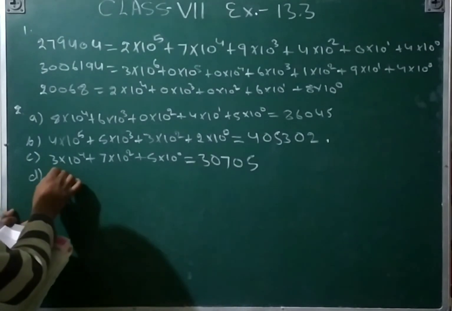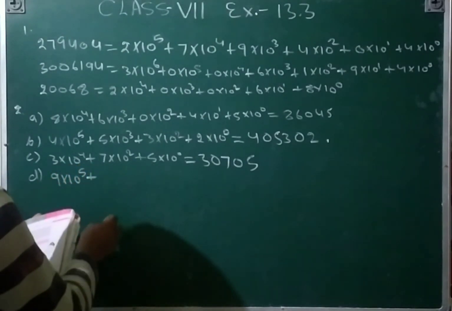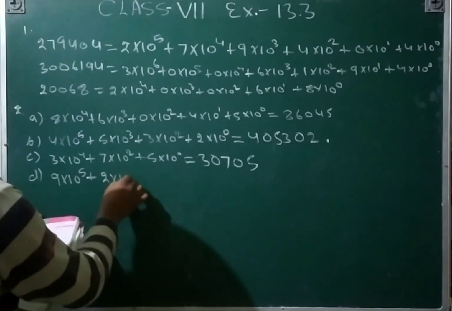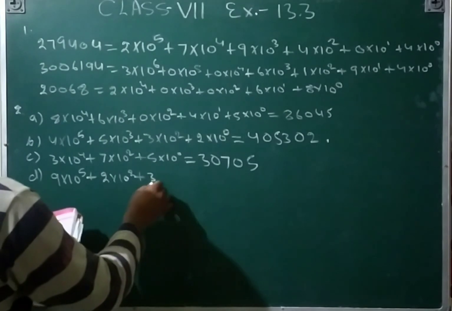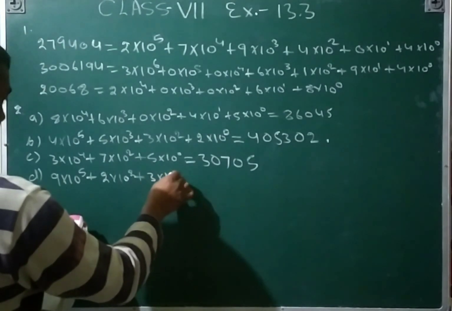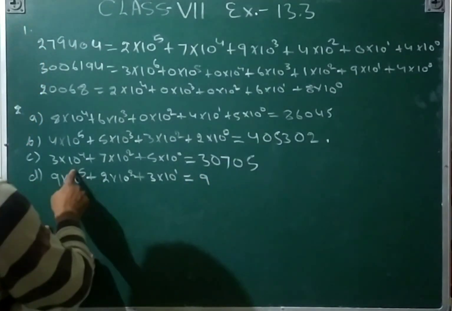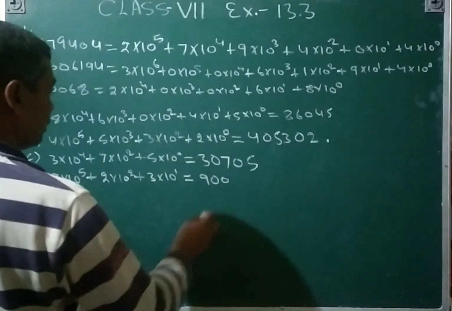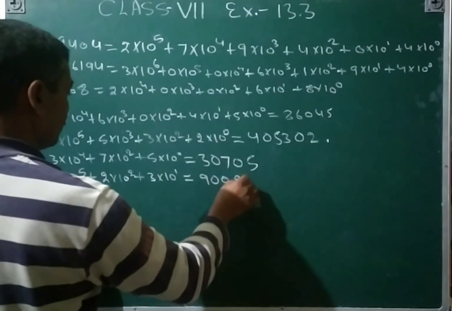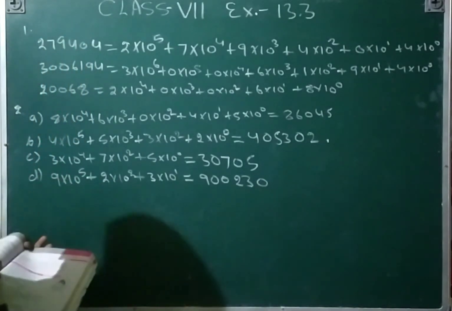9 into 10 power 5 plus 2 into 10 power 2 plus 3 into 10 power 1. So here 9, the 4 power is not given, 0. The 3 power is also not given, that will also be 0. And then 2, 3, and the 0 power is also not there, so that will be 0.